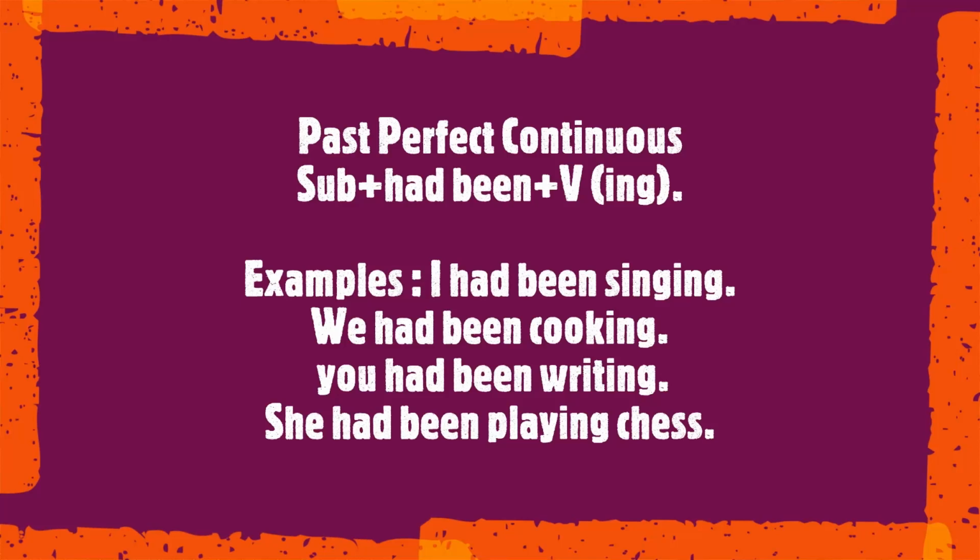Okay. Here, dear children, the verb has only one form with all subjects. That is, again, subject plus had been plus the ing form of the verb. With all subjects, we need to use only one verb, that is had been plus the ing form of the verb. For example, I had been singing. We had been cooking. You had been writing. He had been dancing. She had been playing chess. It had been singing.